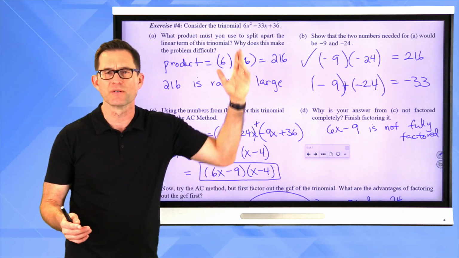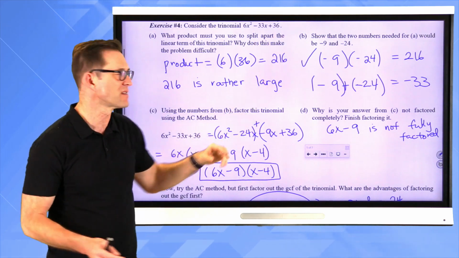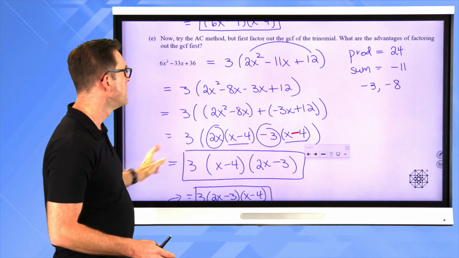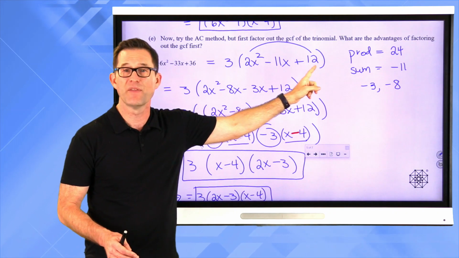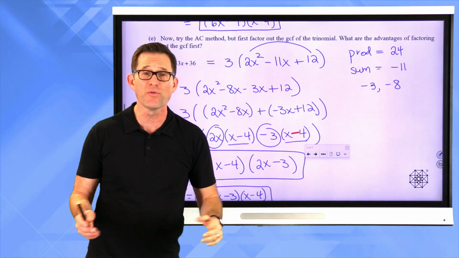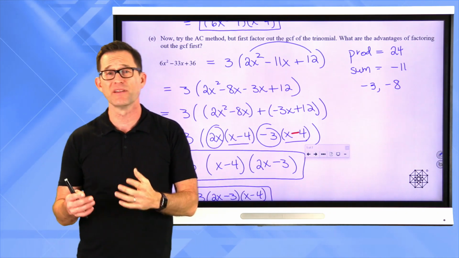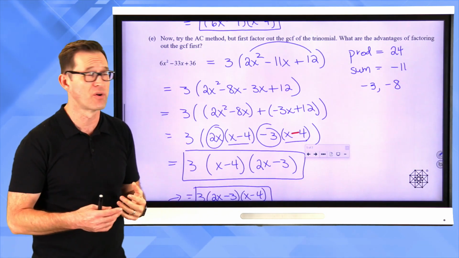Much larger numbers, much worse to deal with, because they're just larger. The 6 times 36 is much, much larger than the 2 times the 12. That's because there's been a 3 taken out of both of them as a factor, and that ultimately is actually taking out a 9, believe it or not.